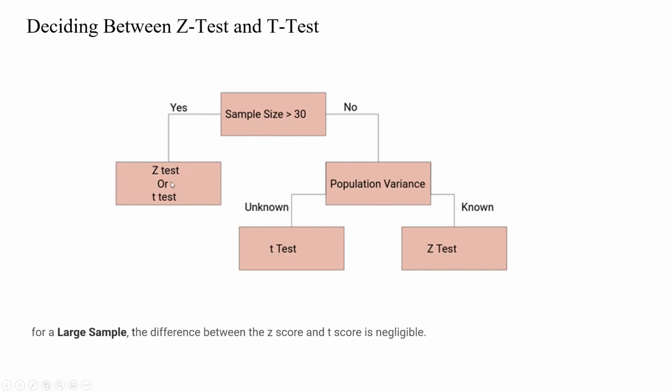When the sample size is larger, you can go ahead with any test, but if it is not, then you have to see if you have the population variance information or not. If you know the population variance, you can go with the z-test. If you don't know the population variance, then you have to go with the t-test. So this is the broad idea of how we use the z-test and t-test to conclude about hypothesis testing.